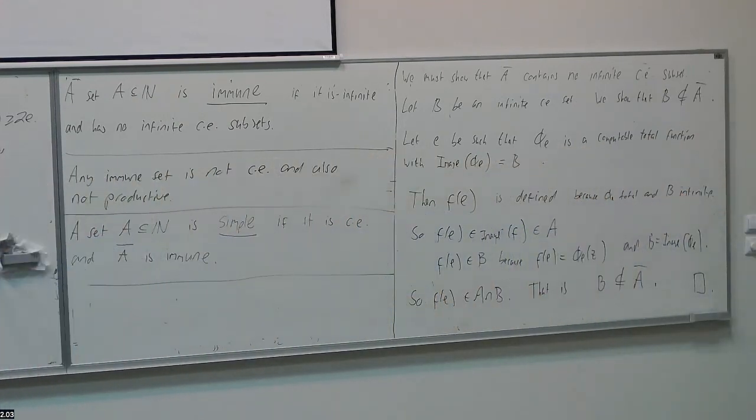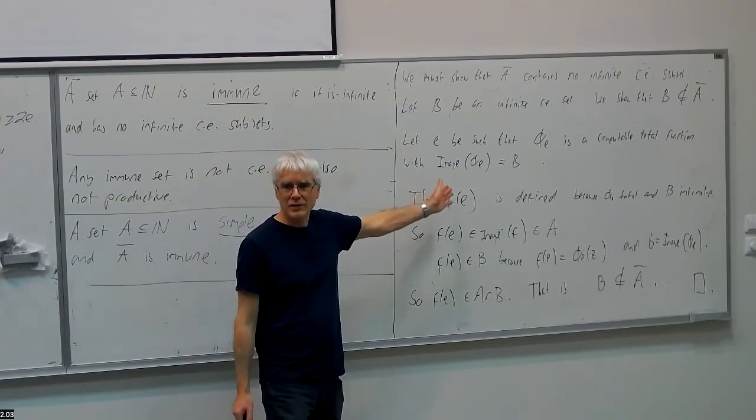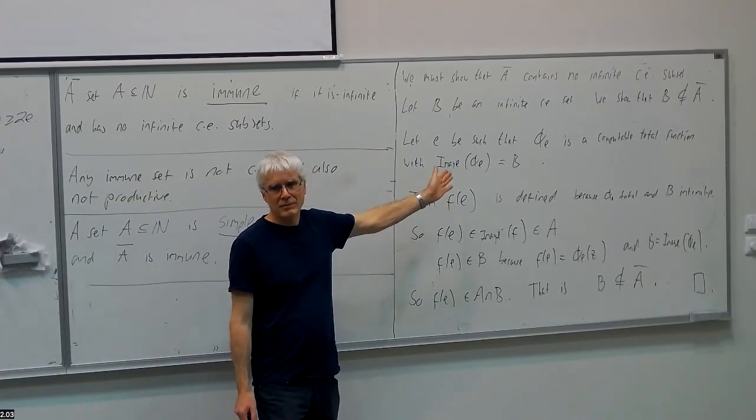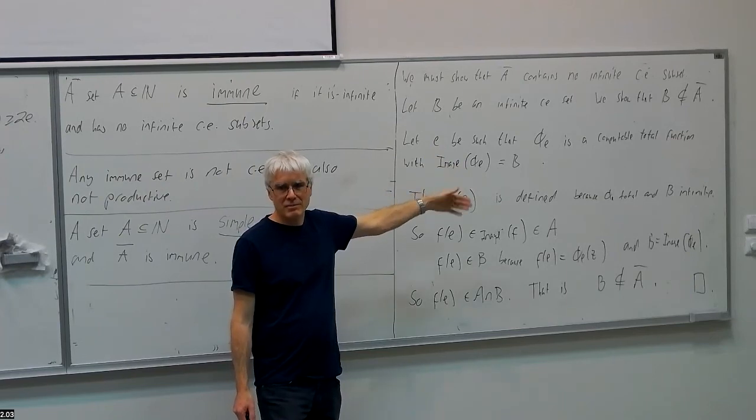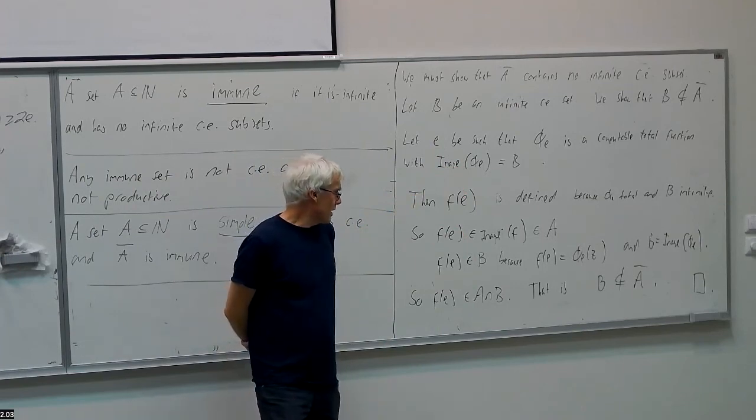So the complement of this image of F is indeed an immune set, this curious property, and moreover, because the image of F is computably enumerable, then we have a simple set. Good.